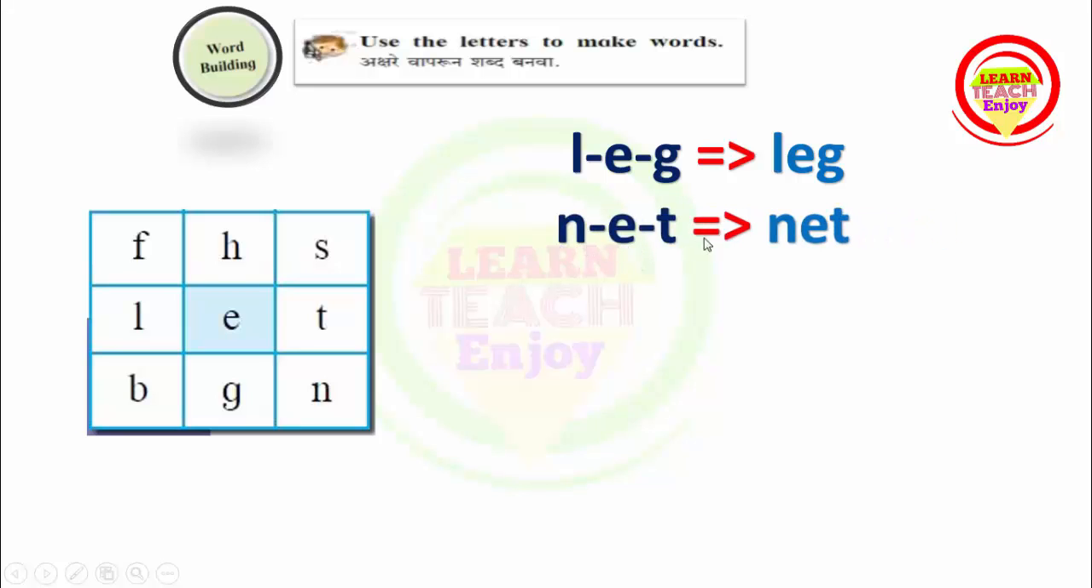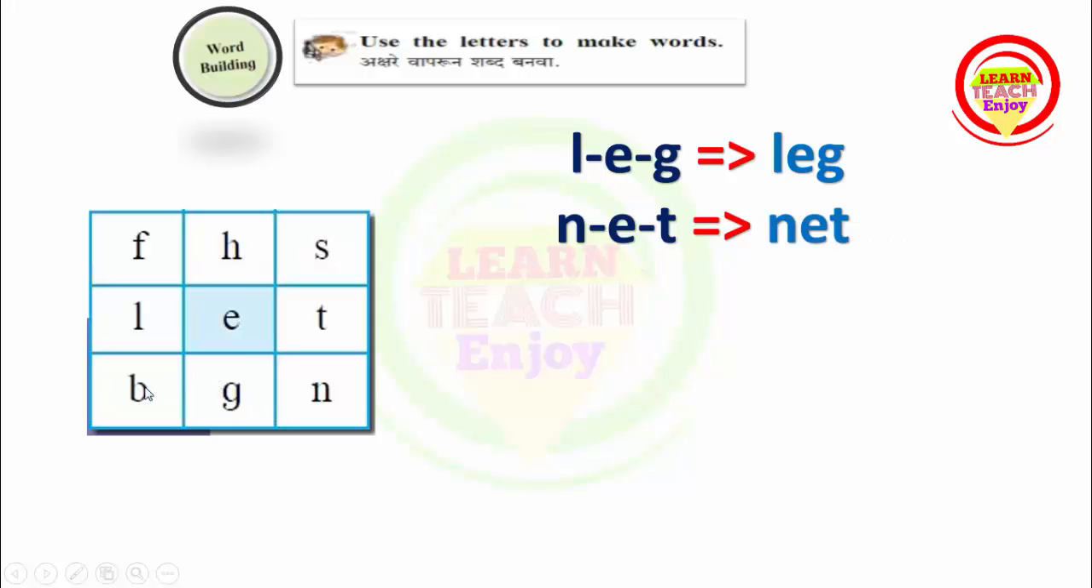See, in this chart, in center E is vowel and all other consonants. So in word building we always use vowels. So try to make words. Let's see. First we can write here LEG, leg. Leg means paay. Then next word, NET, net. Net means jale. So we can write here N-E-T, net. Net means जाळे.